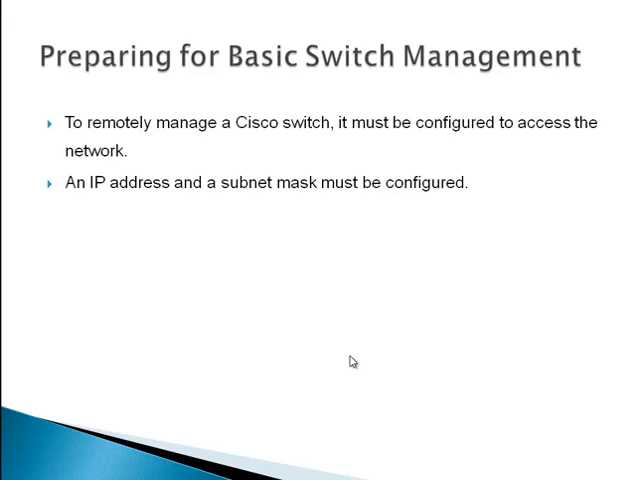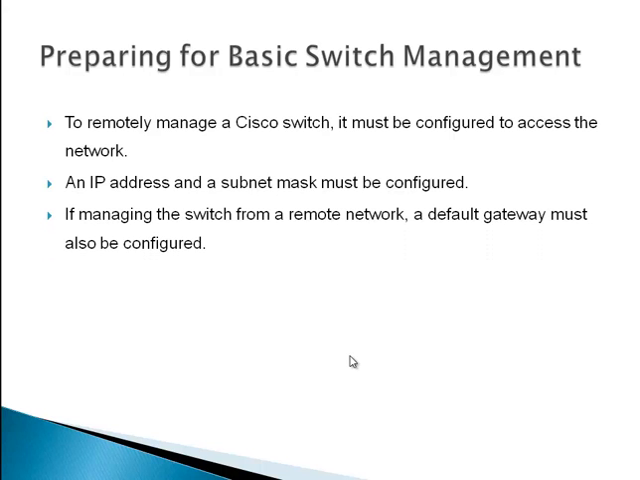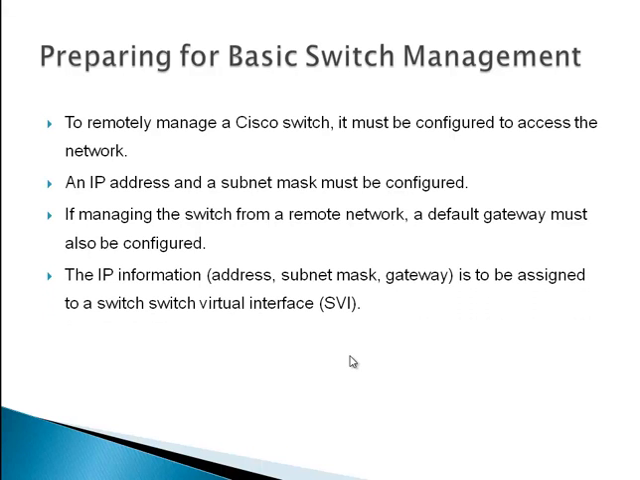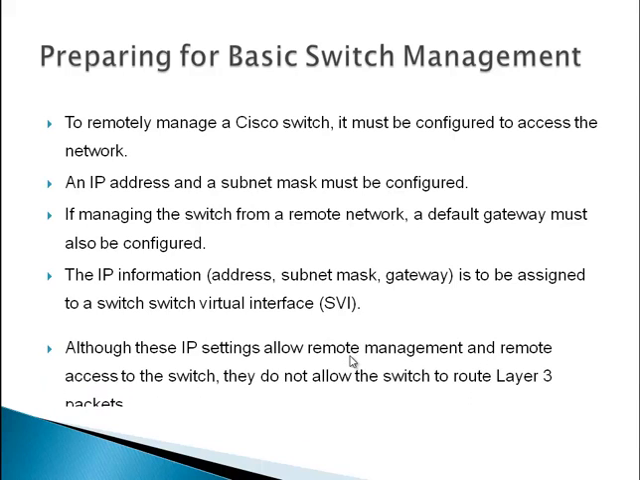So for us to be able to remotely manage it, the switch has to have an IP address and a subnet mask. If you want to manage the switch from a remote network, from somewhere else, then the switch has to have a default gateway configured as well. The IP information, address and subnet mask, has to be assigned to a switch virtual interface, SVI. Well, not the gateway, just the address and the subnet mask. We have to assign it to the switched virtual interface. The gateway we do in global mode.